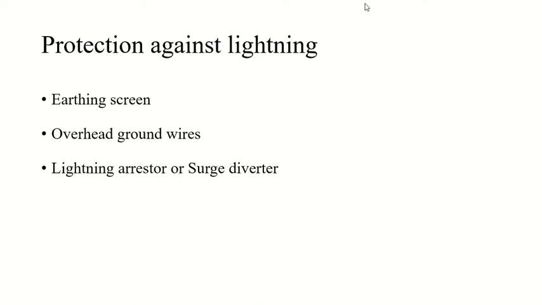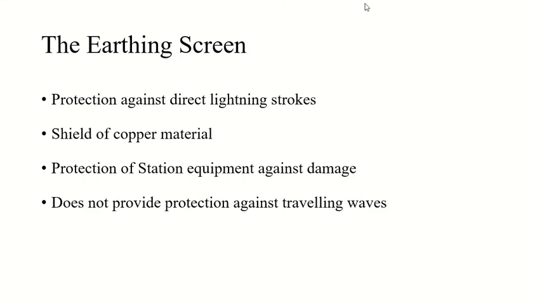So first one is the earthing screen. The earthing screen provides protection to power stations and substations against the direct stroke, whereas the second one, the overhead ground wires, protects the transmission lines against the direct stroke. Then we have the lightning arrestor or surge diverter, which protects the station apparatus against both direct and indirect strokes that come into the apparatus as traveling waves. So let's discuss each of them in detail.